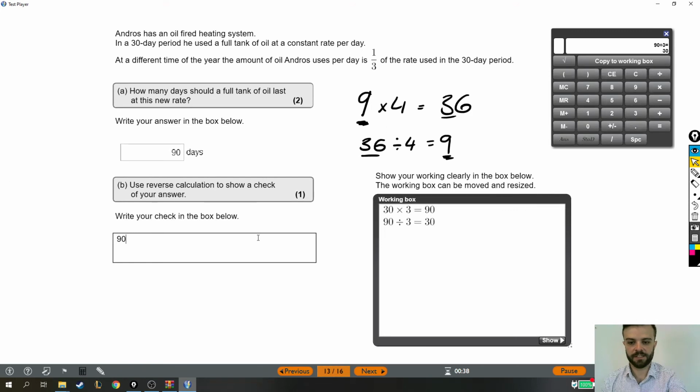So what we did is 90 divided by, and it's fine to use this slash for divided by if you don't have a way of putting the divide sign. So 90 divided by 3 equals 30. That was our reverse check. So that's it. Quite a short question. It's just quite conceptual, trying to understand that a third of the rate means he uses it three times slower, so it's going to last him three times longer. Lots of threes in there, but that's how it works. Hope that helped. On to the next question.